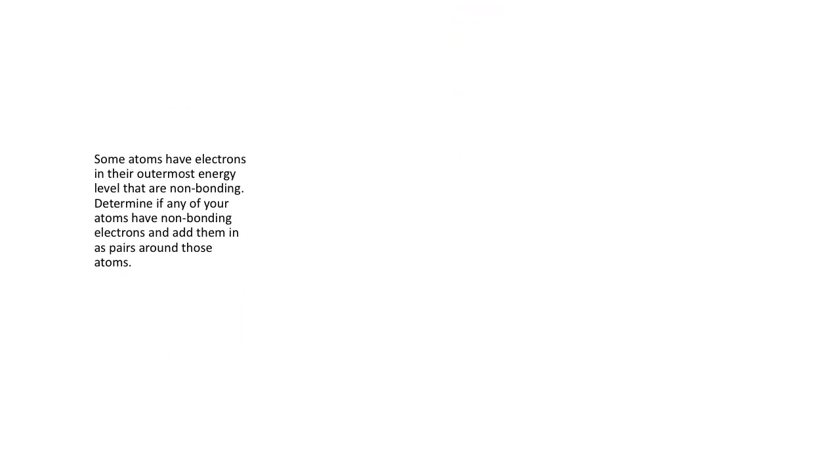Then some atoms have electrons in their outermost energy levels that are non-bonding. Determine if any of your atoms have non-bonding electrons, and then add them as pairs around those atoms. So I'll just redraw this again. Oxygen. Now, the hydrogen only had one electron, going all the way back to what we started with. The oxygen we know had 6 electrons, but there are only 2 currently shown in that diagram. So if there are only 2, the other 4 must be these non-bonding electron pairs.